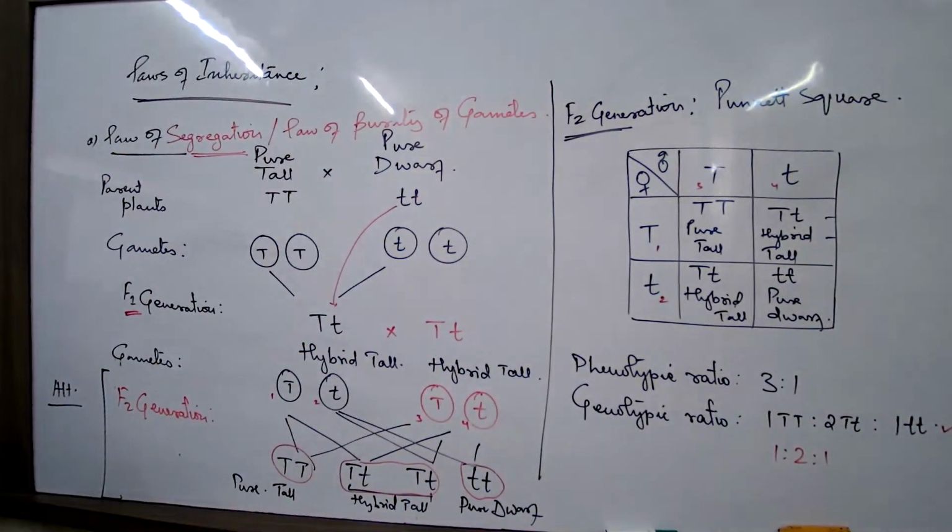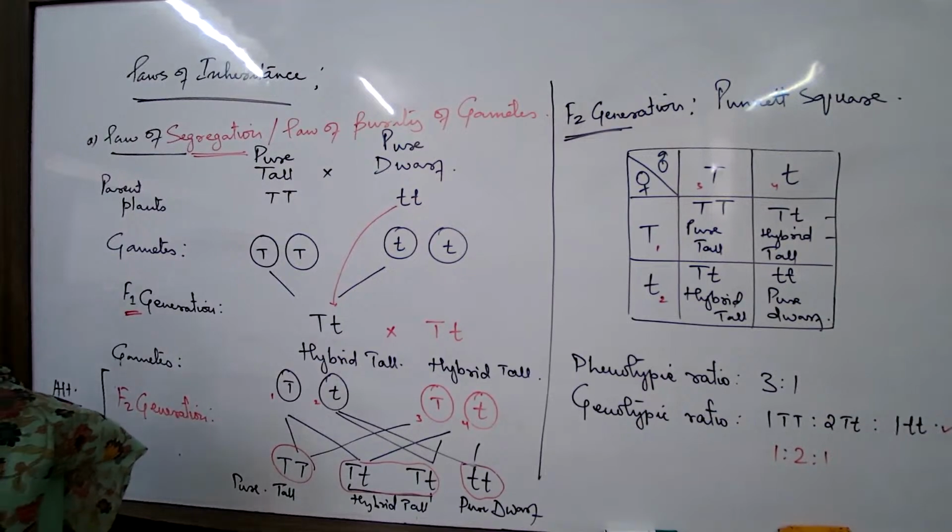Now check the phenotypic and the genotypic ratios. Is it the same or is it different? We have tall, and we see genotypic, and then we have one pure tall, 2 hybrid, and 1 pure dwarf. So what is the genotypic ratio of a monohybrid cross? Just one more question is also asked. What is the phenotypic ratio of a monohybrid cross? 3:1. What is the genotypic ratio of a monohybrid cross? 1:2:1.